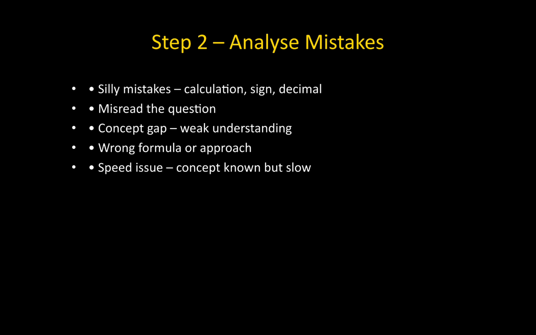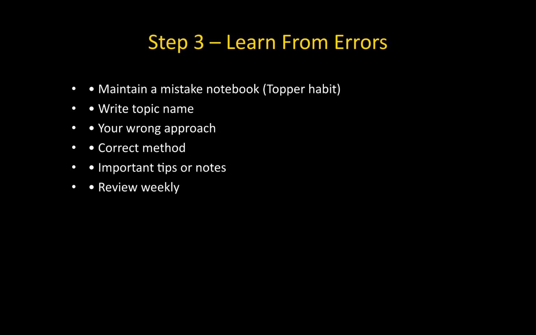Was the mistake due to a conceptual gap? Was your understanding weak? Another kind of mistake is a wrong formula approach. And then the most important kind of mistake is a speed issue. You knew the concept, but you were so slow that you could not complete the paper. So try analyzing the mistakes perfectly.